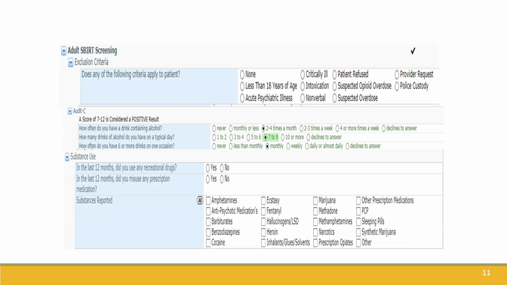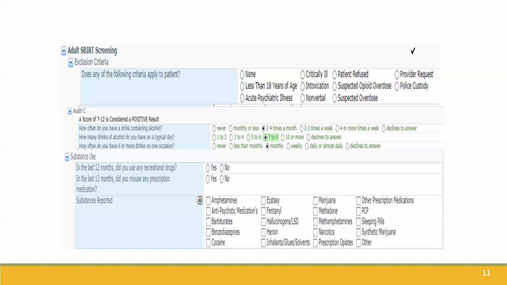If patients give a vague response to your questions, please read off each response option to the patient and ask them to share with you, out of the responses that you read, which one matches best with their alcohol intake. Patients with audit C scores between 7 to 12 will receive a peer intervention.